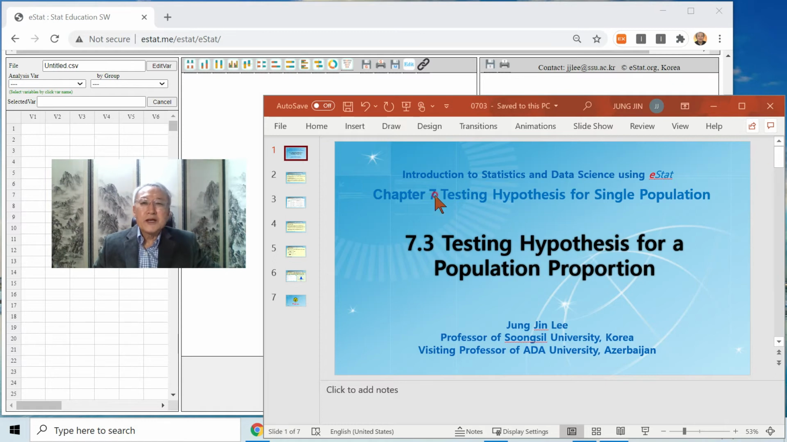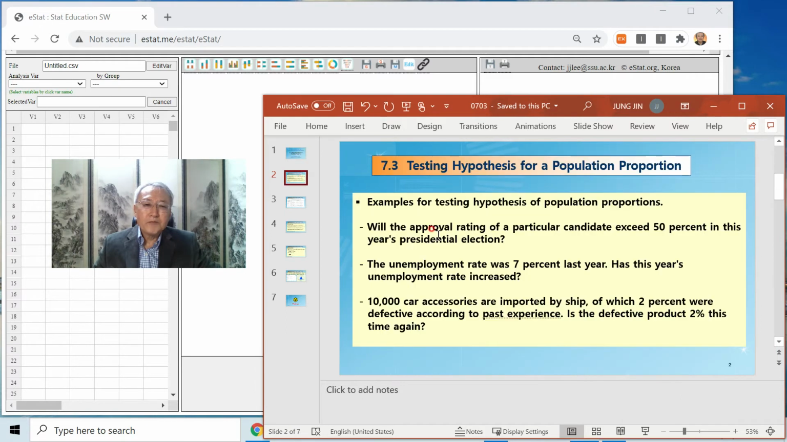Let's consider what kind of examples are there. Here's a typical example. Will the approval rating of a particular candidate exceed 50%? 50% means he'll be elected, right? Well, we are curious about that. It's a typical example.